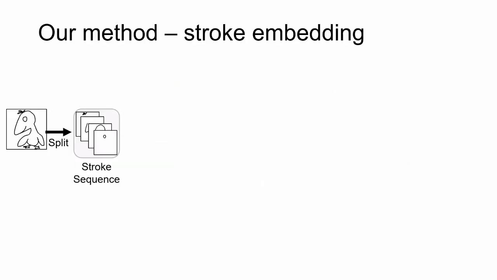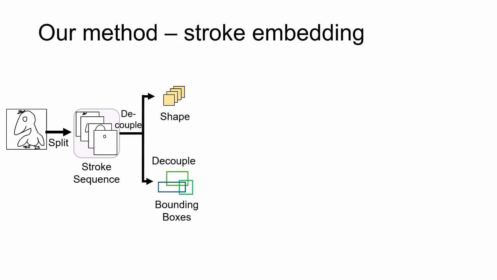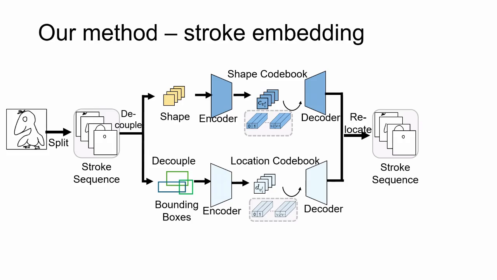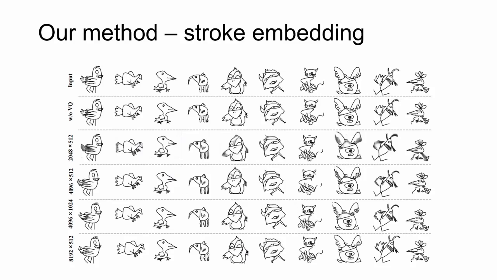Specifically, in the first stage, we first split the input sketch into a sequence of strokes. For each stroke, we decouple the shape and location information. Then it is processed through two distinct codebooks to obtain its vector quantized representation, which is highly compact and semantic aware. The model is trained through a reconstruction task, where the obtained vector quantized representation is processed by a corresponding decoder and then relocated into the form of strokes. Finally, the generated stroke sequence is merged into a complete sketch. As a result, the reconstruction results can achieve clear reconstruction of the input sketch with appropriately designed hyperparameters.